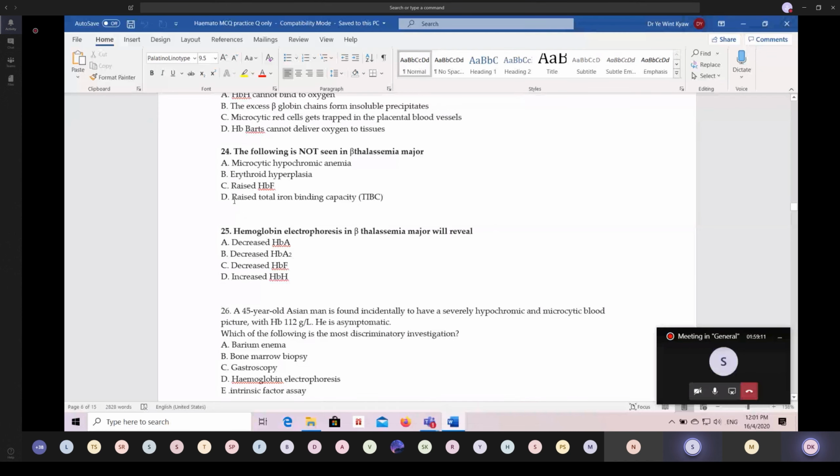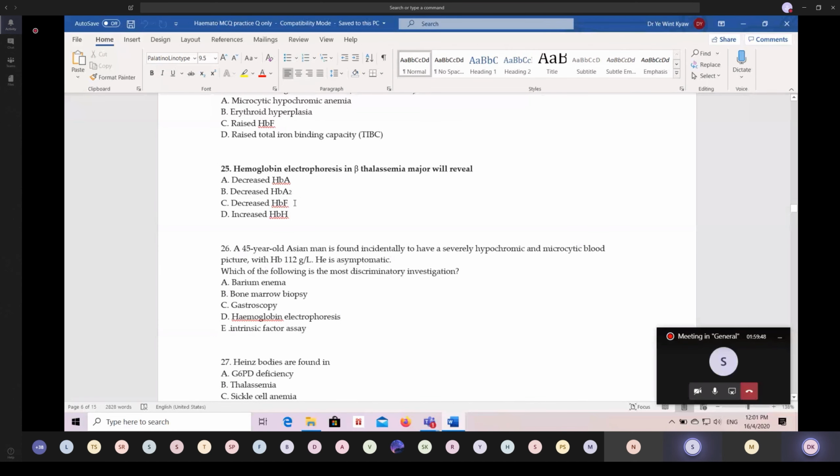Thalassemia, hemoglobin F level is increased. D is correct. Total iron binding capacity is reduced, because thalassemia has a lot of iron, so no need to increase iron binding capacity. Reduce only, not raise. Hemoglobin F increases in thalassemia, correct. For thalassemia, there is reduced beta chain or alpha chain. Hemoglobin F level is increased in thalassemia, generally correct. So what will electrophoresis show?